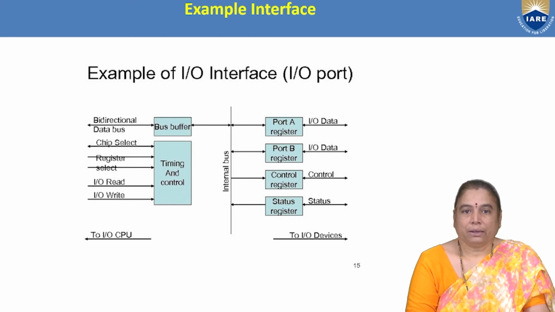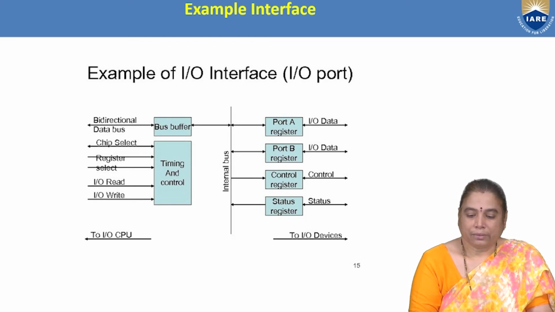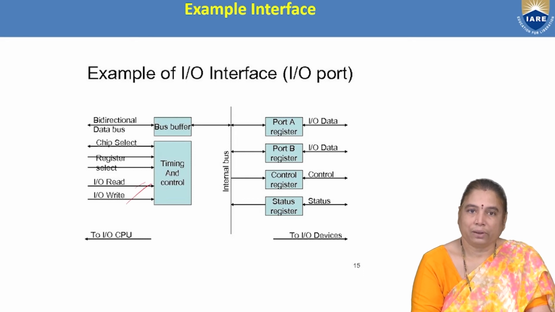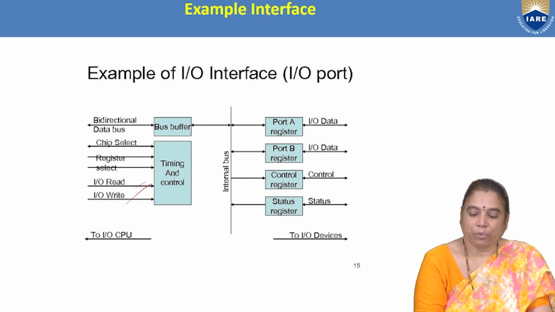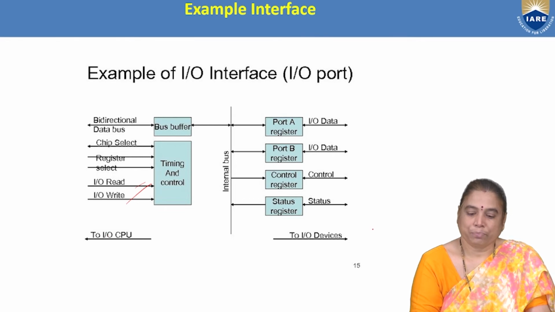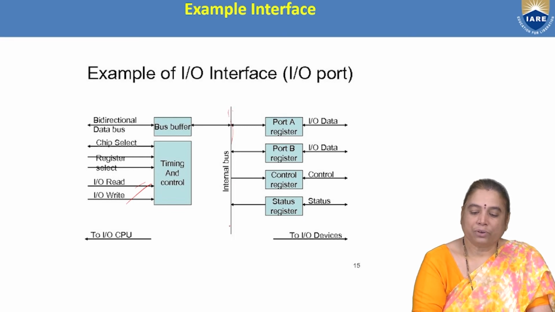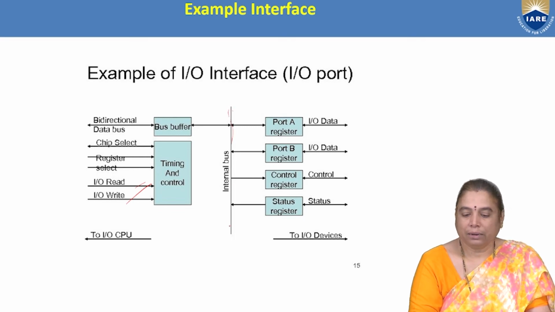One example interface we can discuss here. So here, timing and control signals. With these control signals, the read and write operations have to be facilitated. This is the CPU part and this is the IO device part. These parts can have a shared boundary. This boundary has to be designed by the internal bus.